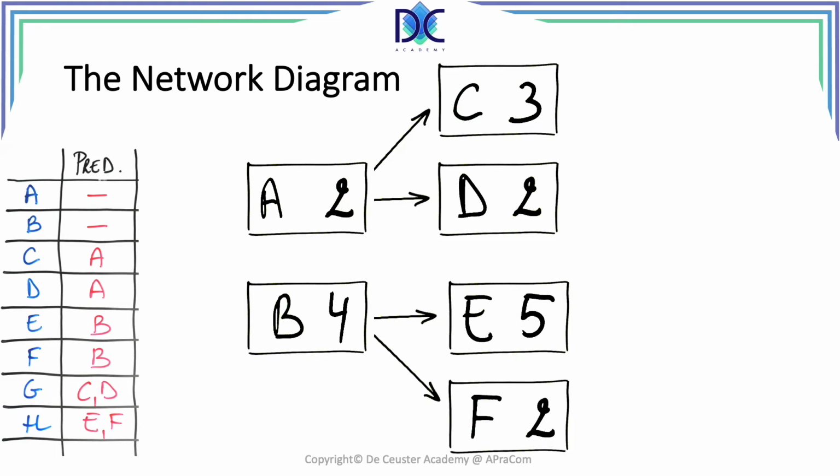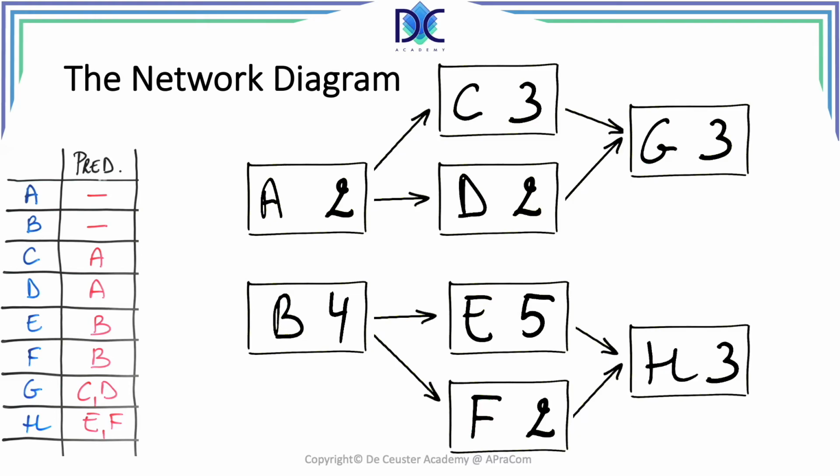Now we have to place G with the predecessors C and D. We see that arrows lead from both C and D to G. We have the same with activity H, which has two predecessors E and F. Finally, we find the precedence diagram with the two starting activities A and B and the two end activities G and H.